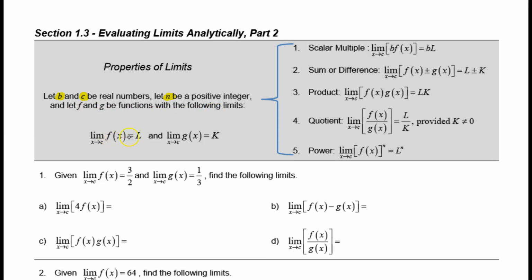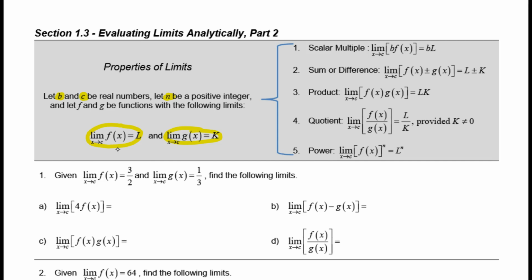So the limit of f of x as x approaches c, where c is a real number and it's our value of interest, the limit of f of x as x approaches c is capital L. So capital L is the limit. Another function here, g: the limit of g of x as x approaches c is equal to k. So our limits for these two functions at the value of interest are capital L and capital K. Now let's take a look at these five different properties.